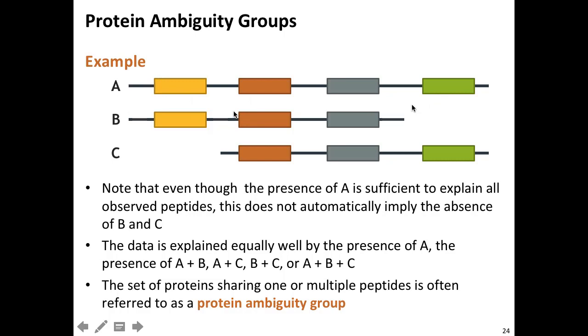But this would not mean that B and C are absent in the example. So if you really want to be sure what you report, you would report this whole protein ambiguity group and say, I see 4 peptides, and they come from this family of proteins, ABC. And then you need to use different approaches to figure out what is really going on. Can you think of other ideas on how you can disentangle such a protein ambiguity group?